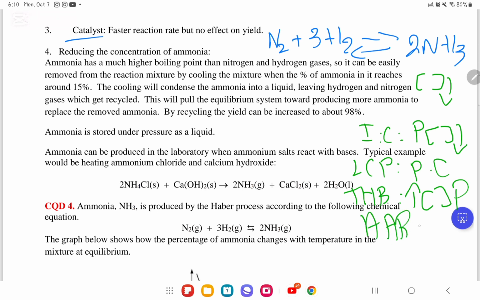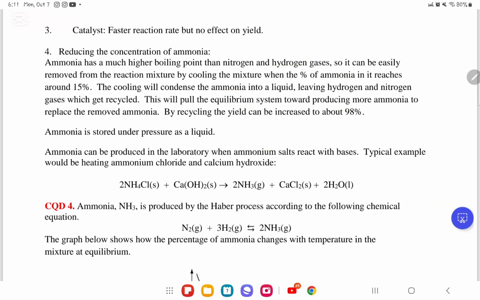As a result, for the concentration of our products to increase, it will have to take from our reactants, so the reactants will give concentration to our products. So then we can say that our concentration of reactants will decrease, whereas the concentration of our products will increase. Let's read what they said.